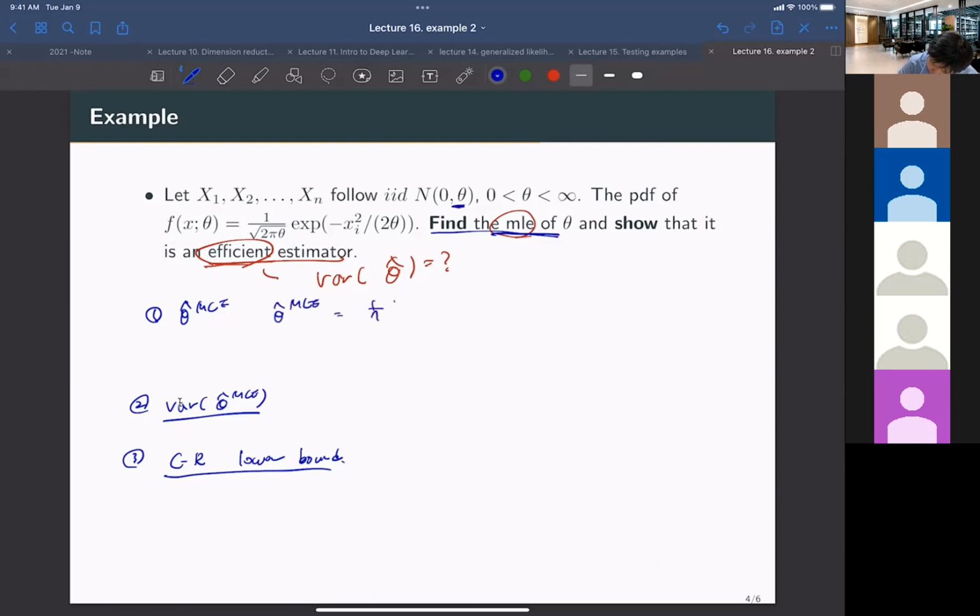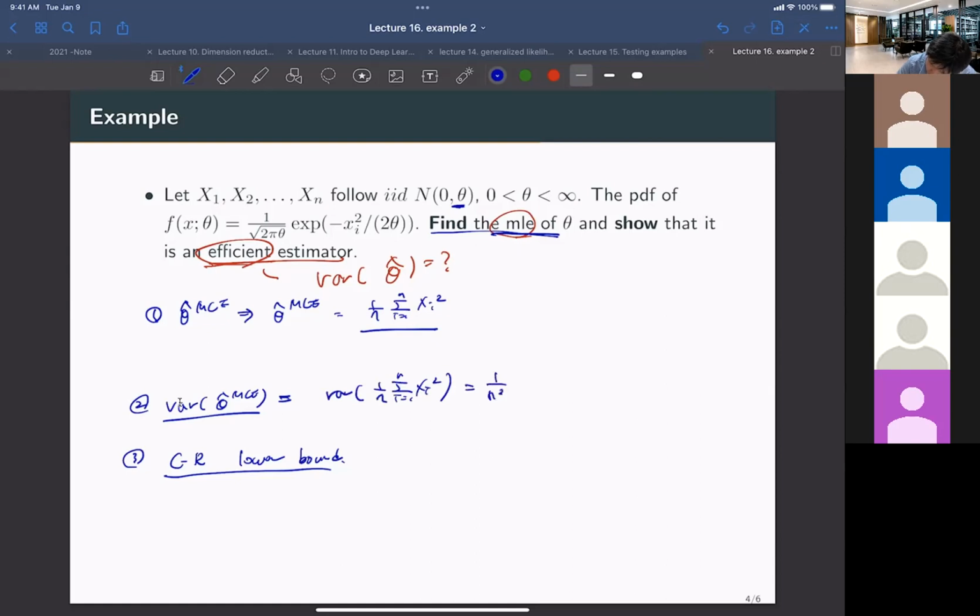And then you will see that theta hat MLE, where theta is the variance, will be 1 over n summation of xi squared. And the variance of it: X are normal random variables, and the variance of theta hat is the variance of 1 over n summation of i equals 1 to n xi squared.